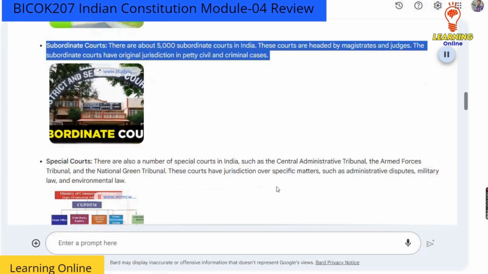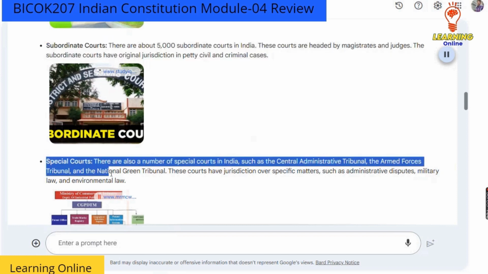Subordinate courts. There are about 5,000 subordinate courts in India. These courts are headed by magistrates and judges. The subordinate courts have original jurisdiction in petty civil and criminal cases. Image of subordinate courts in India.